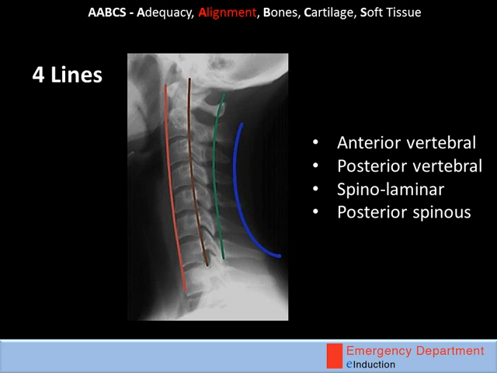These lines are crucial. Any step in these lines indicates potential fracture, dislocation, or ligamental injury. We'll go over some examples of this in the 3rd module.